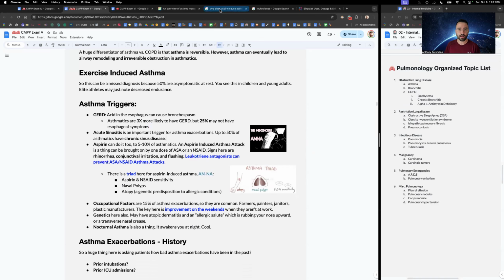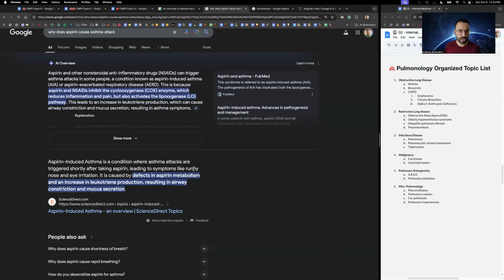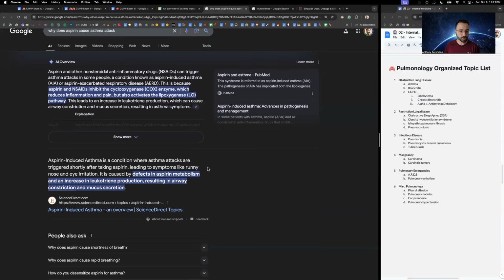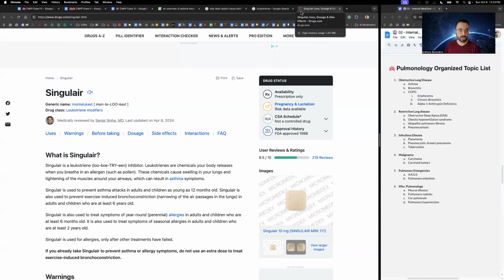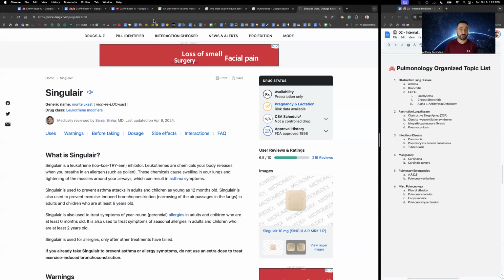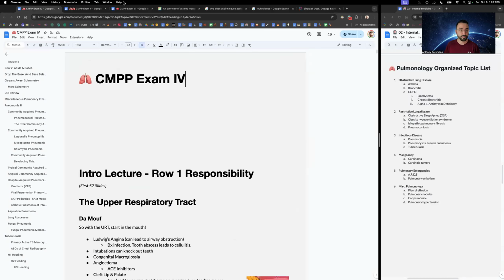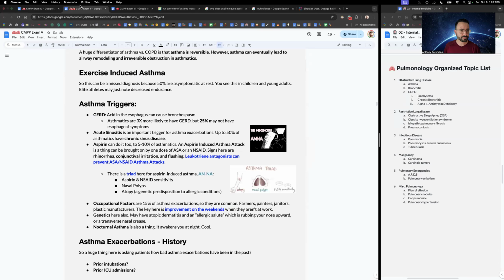I was looking that up a little bit. Aspirin and NSAIDs inhibit cyclooxygenase, which normally helps with inflammation and pain, and there's also an effect on the metabolism of leukotrienes. And you look at a medicine like Singulair, which is montelukast, a leukotriene modifier. So that makes sense there.